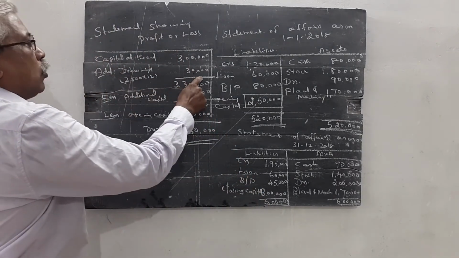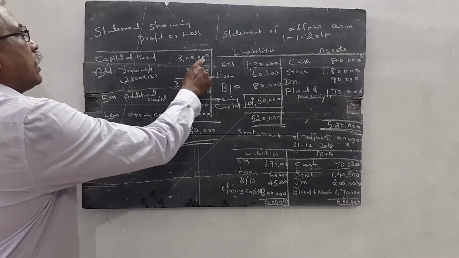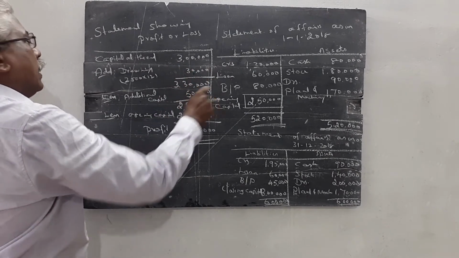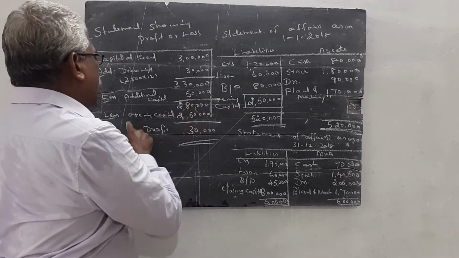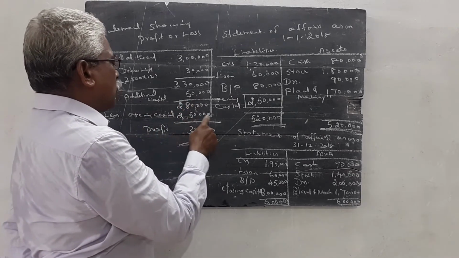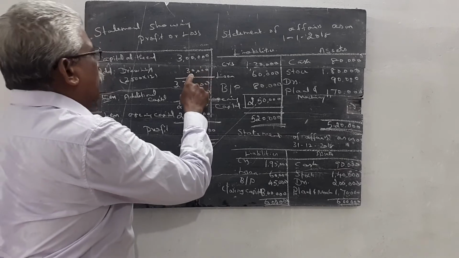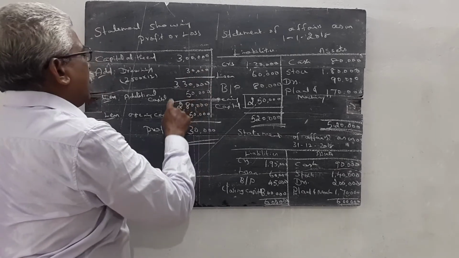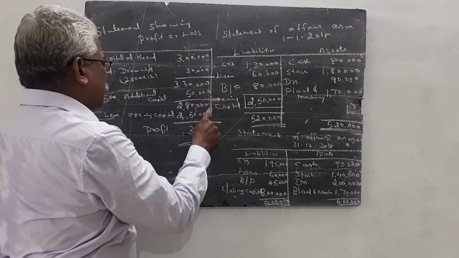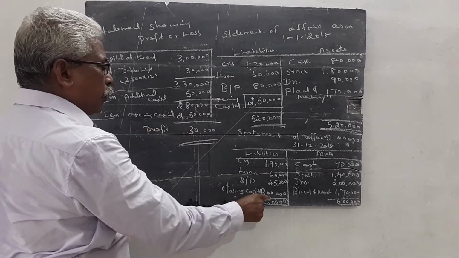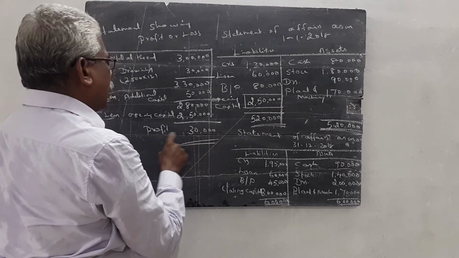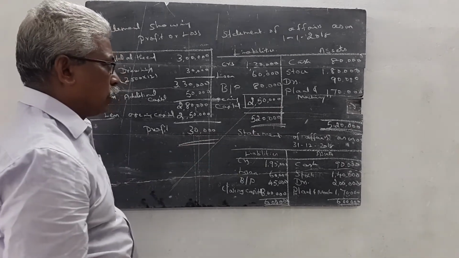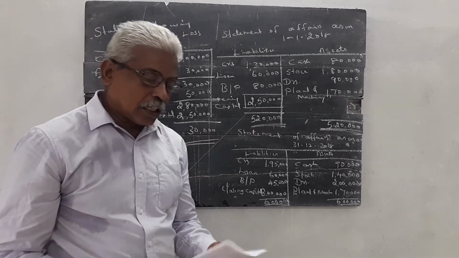Drawings 30,000. So 3 lakhs plus 30,000 is equal to 3,30,000. Less additional capital 50,000, gives 2,80,000. Less opening capital 2,50,000. So we get a profit of 30,000. This is the second question.